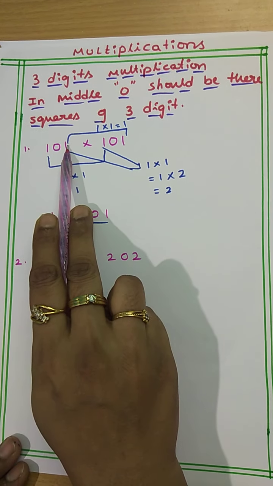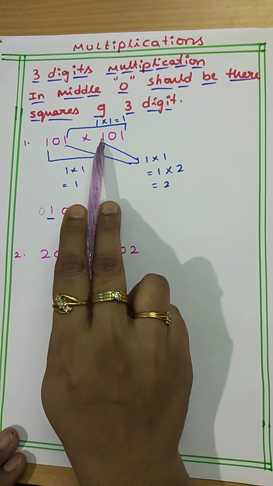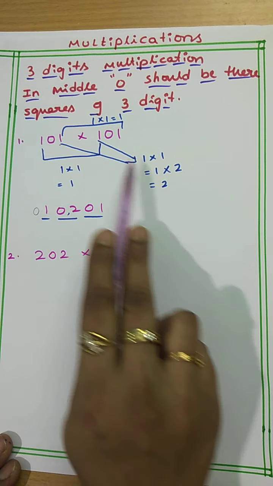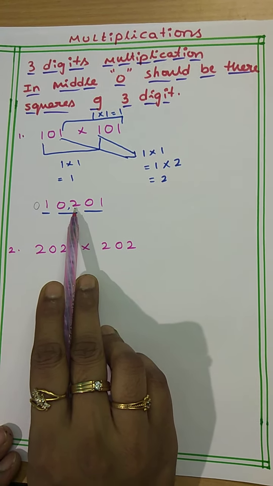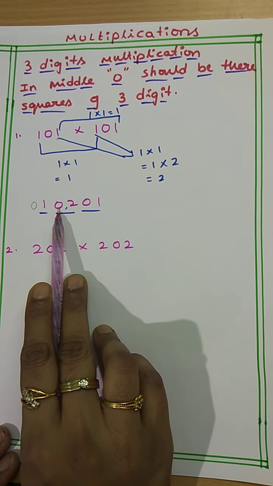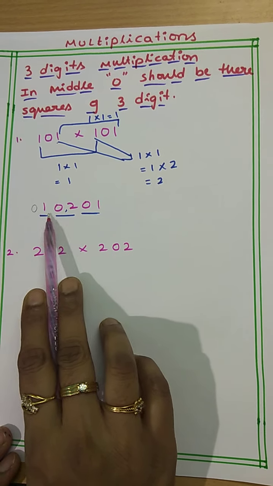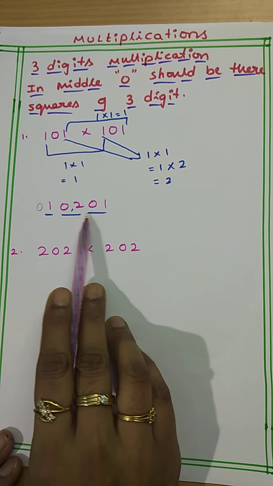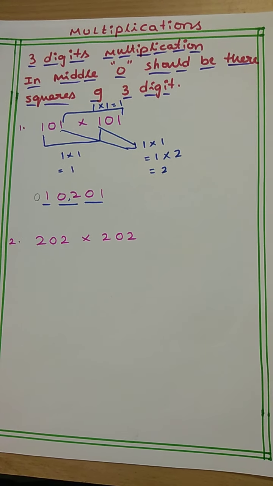Okay, after that 1 into 1 is equal to 1. Then we multiply by 2, and we get 2. It is only a single digit, so we put 0 before it. So we get 01, 02, 01. The leading 0 is negligible here, so 10,201 is the answer. I will give you some other examples on this topic.